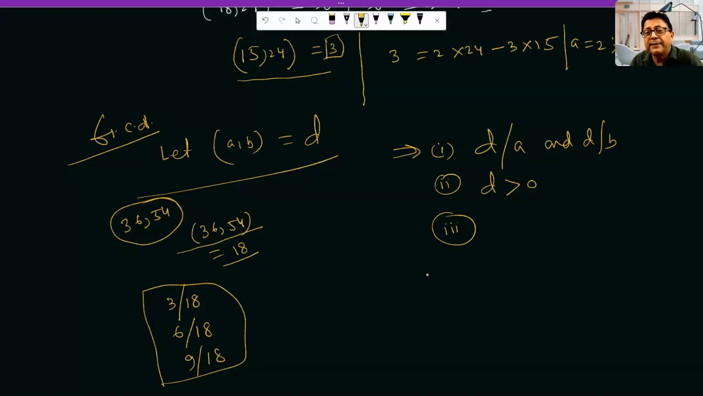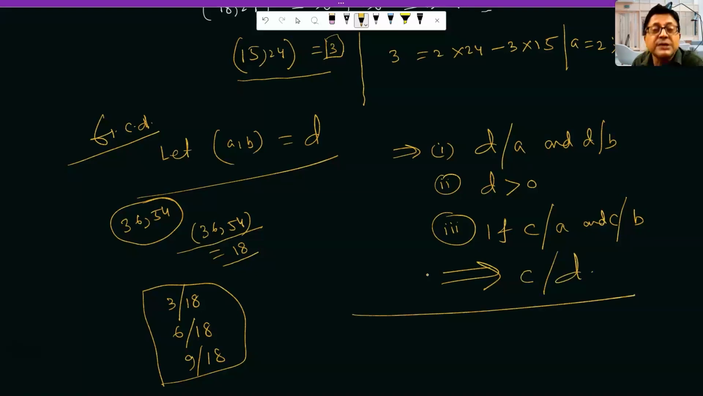So, if there is a number C such that C divides A and C divides B, this will imply that C must divide D. Now the concept is clear. Greatest common divisor you know. But the greatest common divisor is a common divisor also, but it is the greatest among all the common divisors. This concept you should keep in your mind.